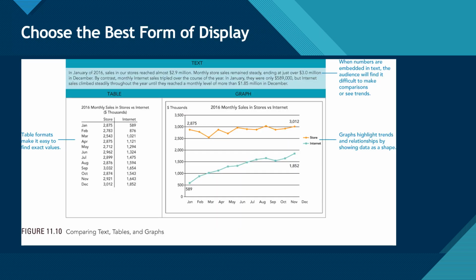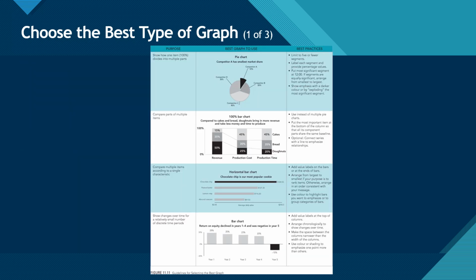Here we see a visual representation of comparison of presenting data in the form of text, tables and graphs, with the following annotations. Number 1. When numbers are embedded in text, the audience will find it difficult to make comparisons or see trends. Number 2. Table format makes it easier to find exact values. Number 3. Graphs highlight trends and relationships by showing data as a shape. Choose the best type of graph.